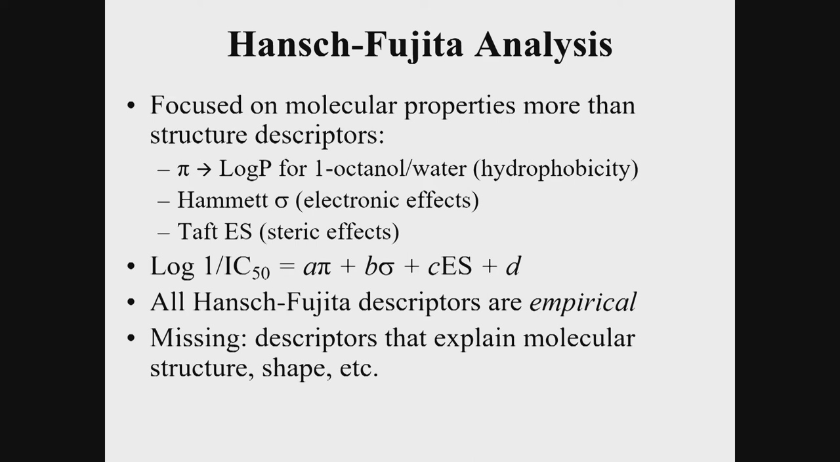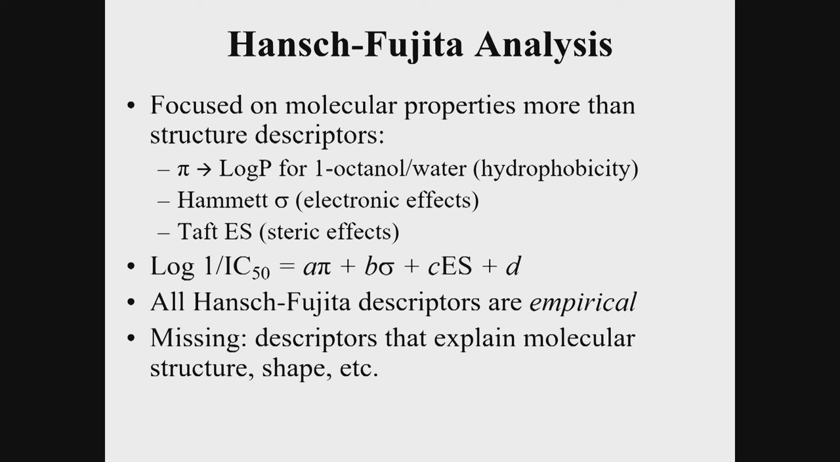So in the Hansch-Fujita analysis, they focused on molecular properties more than structure descriptors. They used the pi constant, which is related to the log P for a 1-octanol water mixture, and that's commonly called hydrophobicity. They looked at the Hammett sigma for electronic effects and the Taft Es parameter for steric effects. And the equation they came up with, shown in the middle here, log of 1 over IC50 is equal to some constant A times pi plus some constant B times sigma plus some constant C times the Taft parameter plus D. And they found that they could predict the IC50 of a variety of molecules reasonably well if they were able to calibrate their function with a good collection of known structures.